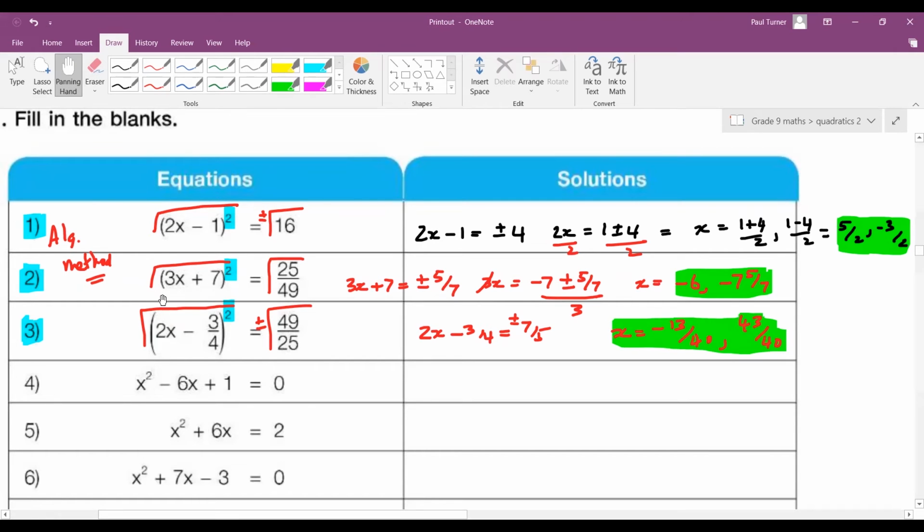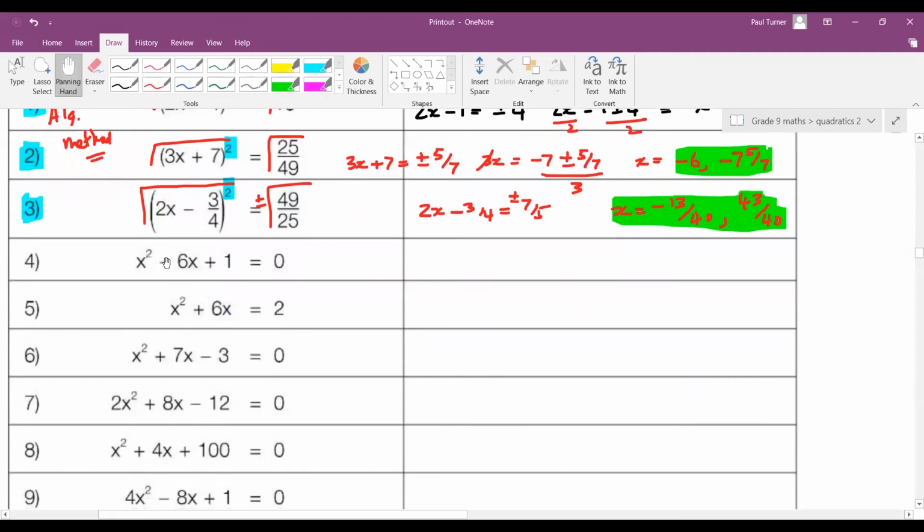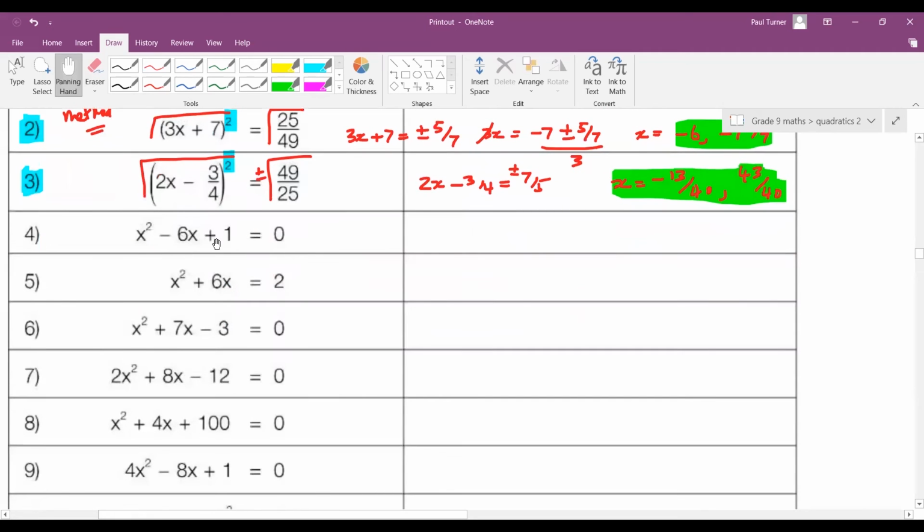Those ones are just rearranging. But question 4, x squared minus 6x plus 1. So I'll show you a bit of this. I'm going to write here, but I'm going to rub this out. So if you want to copy this, you will need to copy it now because I'll erase it when I go further down for some of the other ones.